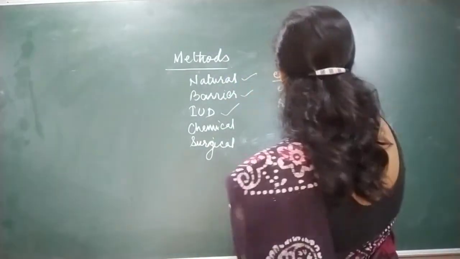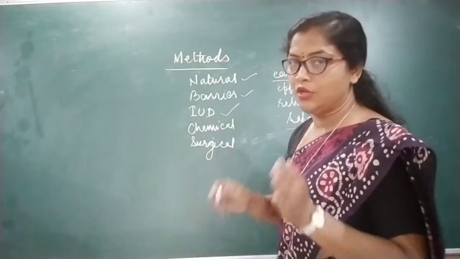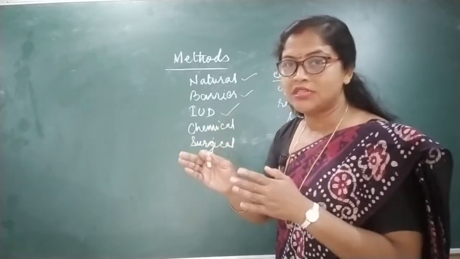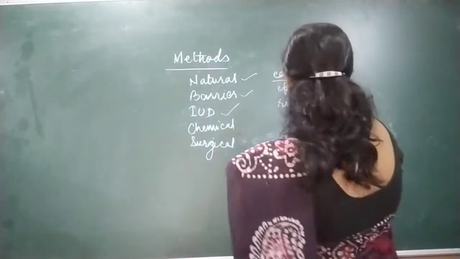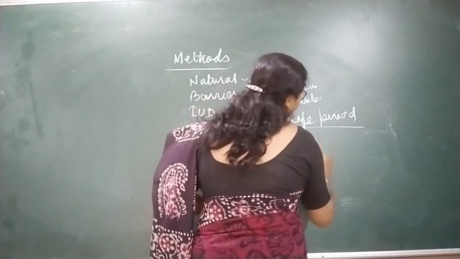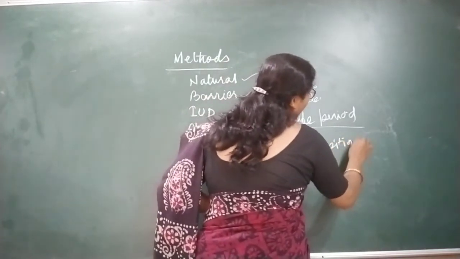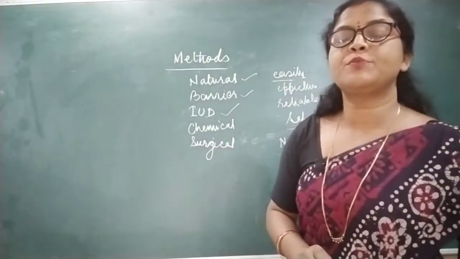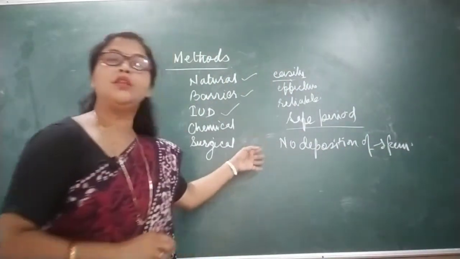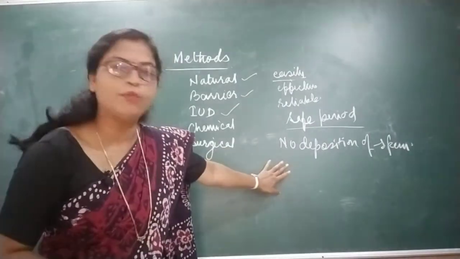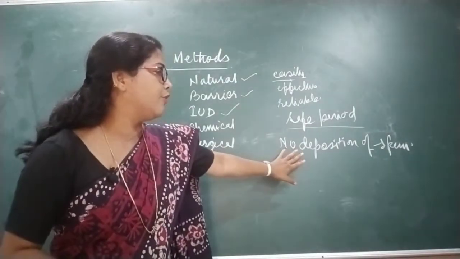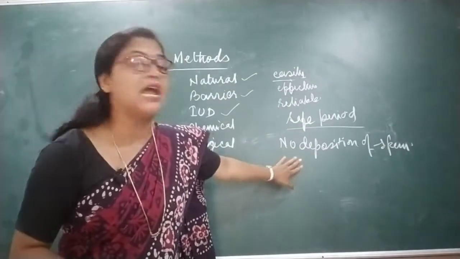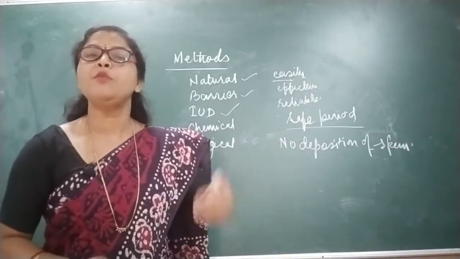What is the second method that comes under the natural method? First I told you that you have to be very careful about the safe period. The first process is called safe period. The second process, we can say, is no deposition of sperm. This is only possible if, at the time of copulation, the male reproductive cells are not deposited in the female reproductive part.